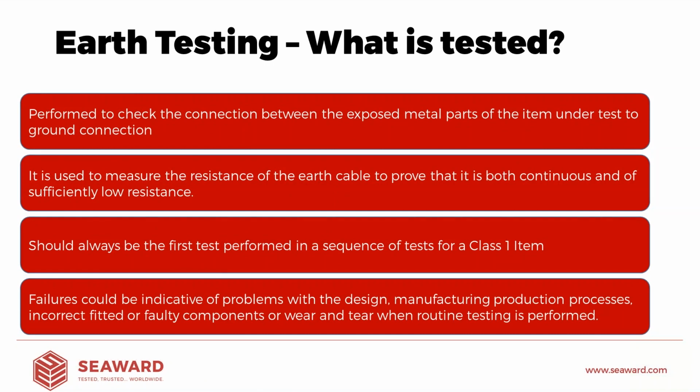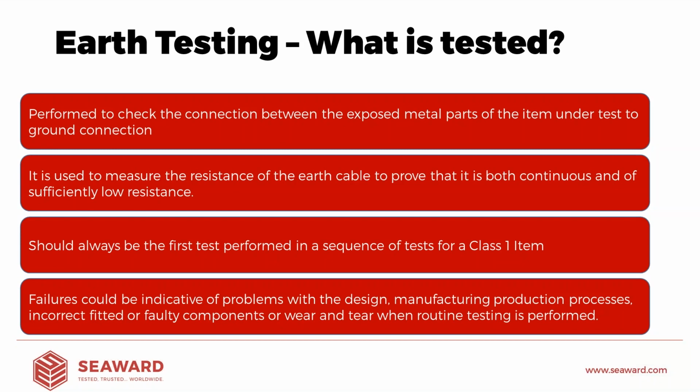So let's have a look at what is tested. Well, as we've already said a few times, the point of the earth test is to check the connection between any exposed metal parts of the item under test to a ground connection. So there may be multiple points within the product that we need to test. It is used to measure the resistance of the earth cable to prove that it's both continuous and ideally of sufficiently low resistance. We'll talk about the differences between a continuous and a good low resistance measurement when we talk between continuity and bond measuring.